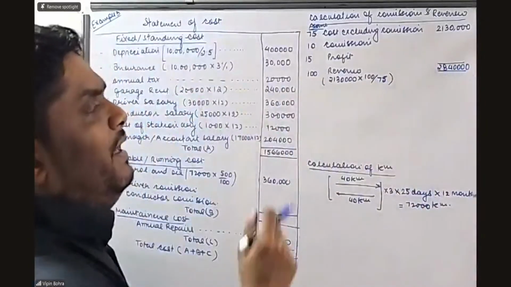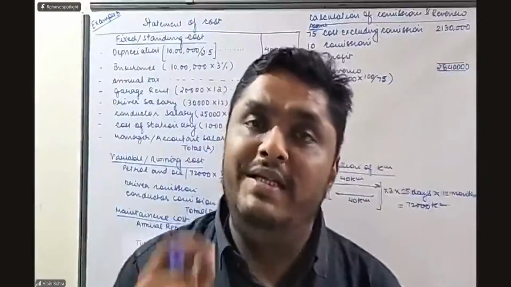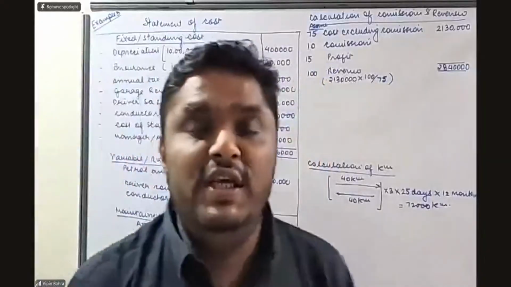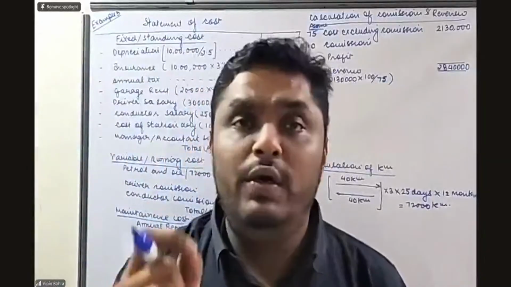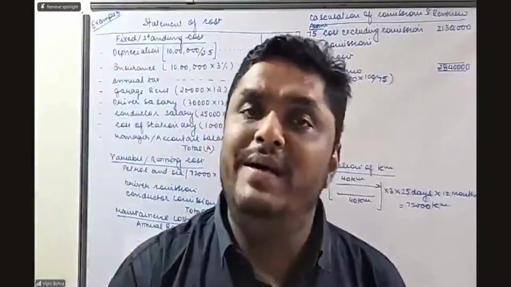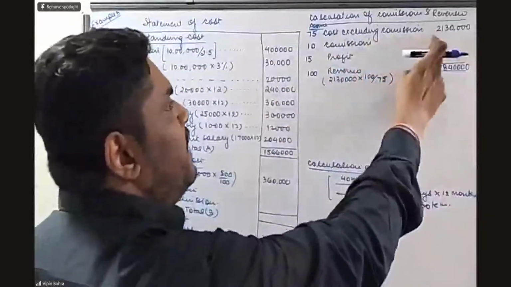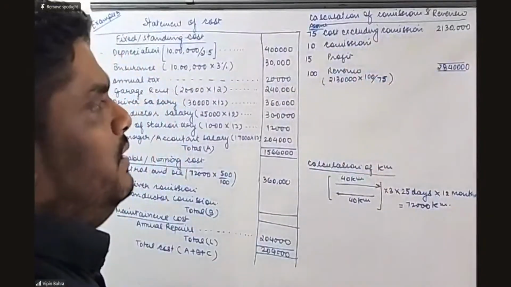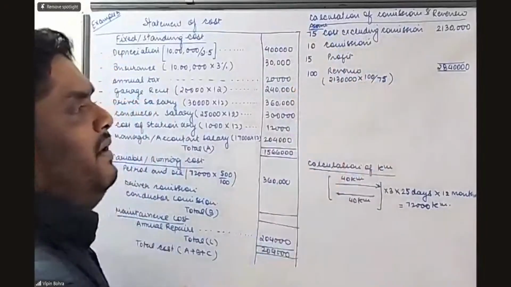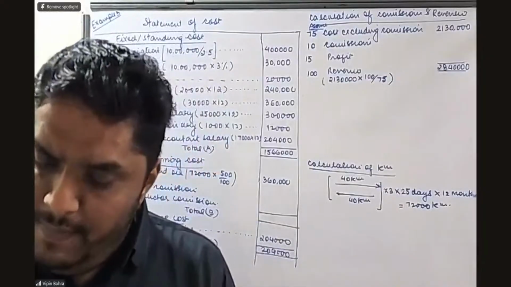I repeat again. Let's assume that my revenue is 100. So my profit will be how much? It is 15% of the revenue. So this will be 15. My commission will be how much? 10% of the total revenue. So this will be 10. Now balance we are left out with is how much? 75. 75 will be my cost excluding commission. That is 21,30,000. So 21,30,000 is equal to 75. So how much will be 100? 28,40,000.